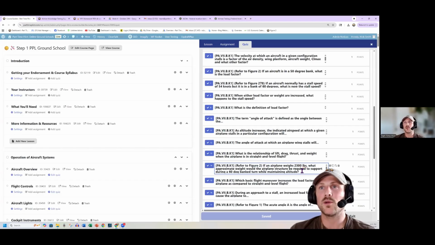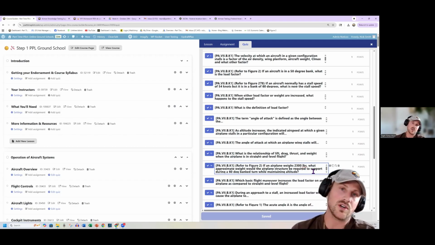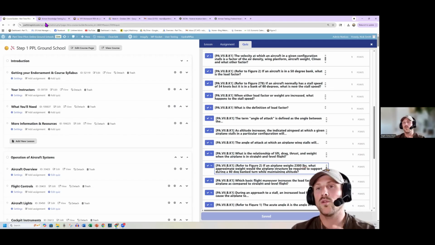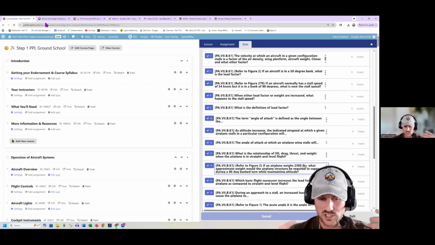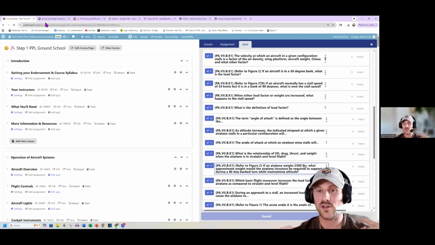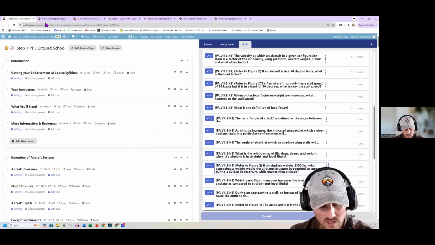So it says if an airplane weighs 2,300 pounds, what approximate weight would the airplane structure be required to support during a 60-degree bank turn while maintaining altitude? So this is another way of testing your knowledge on load factor. Load factor is the increased amount of weight that your aircraft has to be able to support, because you've probably heard that when G forces go up, like in those tests, you weigh heavier than you are. So that's true.